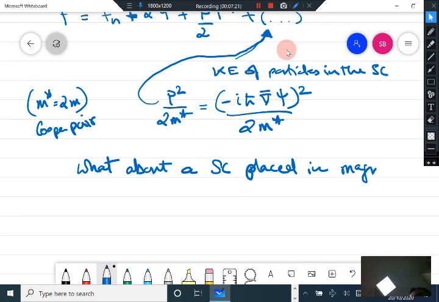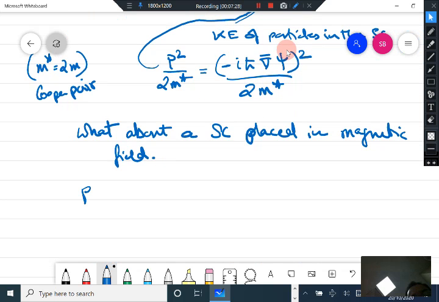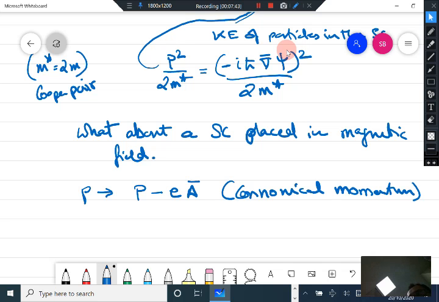But what about a superconductor? This is one contribution that you can consider, but what about a superconductor placed in a magnetic field? For a superconductor present in a magnetic field, the momentum of an electron goes to p minus eA. We know that this is the canonical momentum of an electron in a magnetic field.